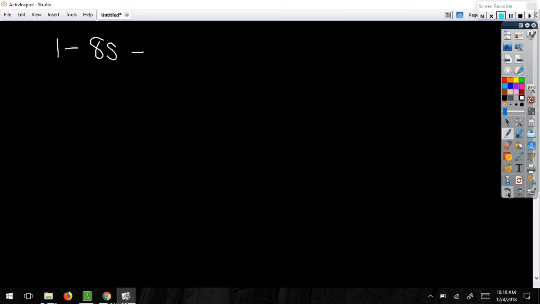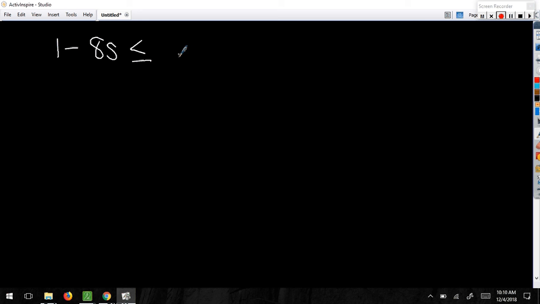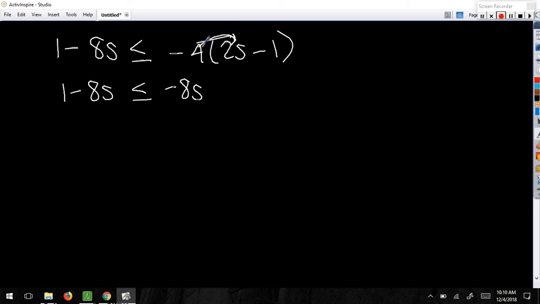Let's say I have 1 minus 8s less than or equal to negative 4 times 2s minus 1. What to do? Distribute. All right, on the left, 1 minus 8s. On the right, what's negative 4 times 2s? Negative 8s. Negative 4 times negative 1. Positive, that's right, positive 4.